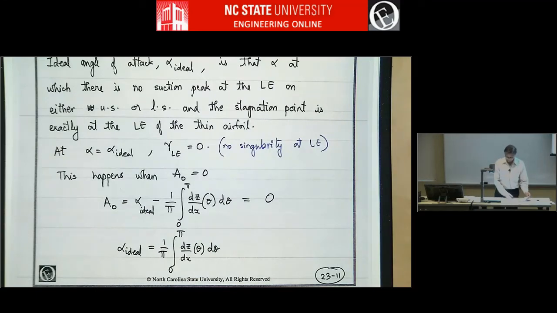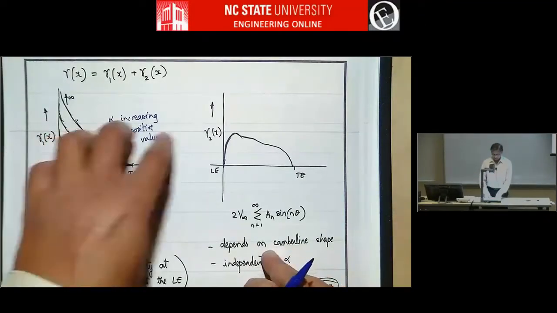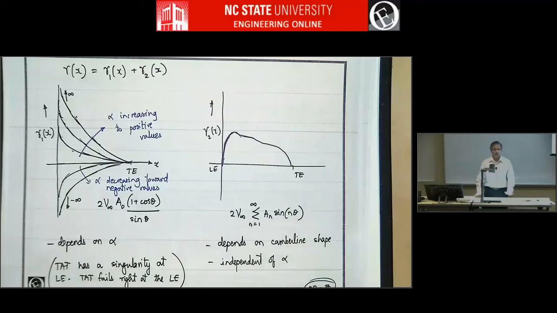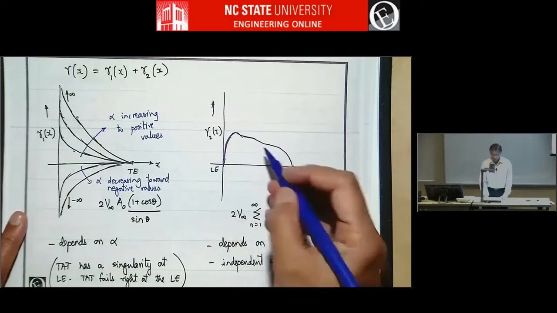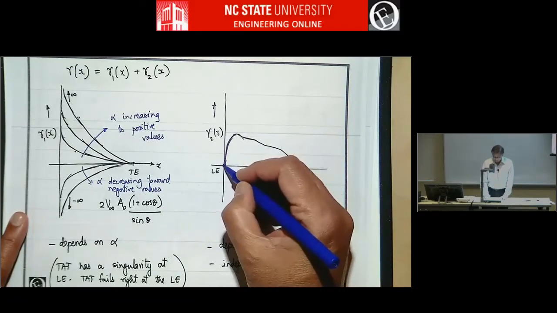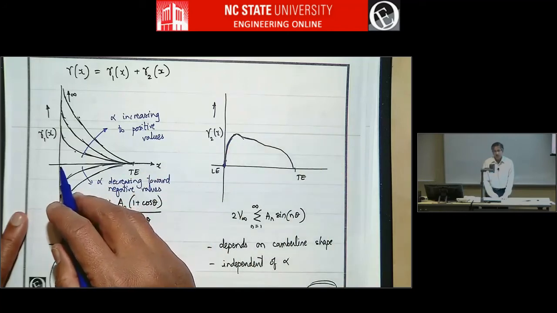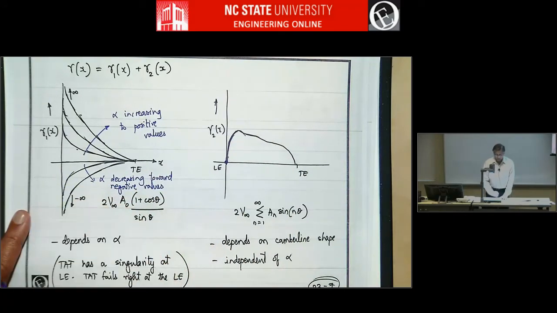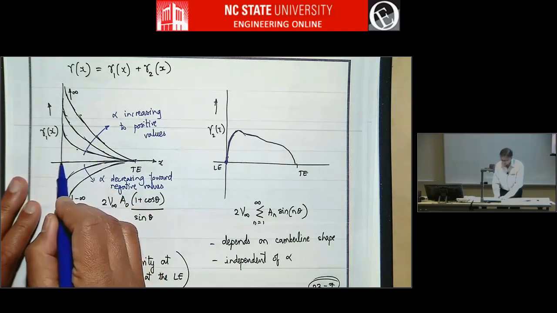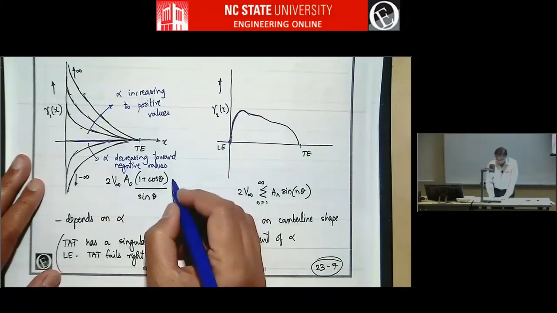So going back to the previous page, we had the sum of two contributions, right? This contribution and this contribution. This you can't do anything about. If you have a camber line, this is determined. But note that this contribution always goes to 0, right? So there is no singularity due to this. So the only singularity is due to this. And if you want to remove that singularity, you just choose the angle of attack so that the entire gamma 1 is 0. And this is gamma 1.